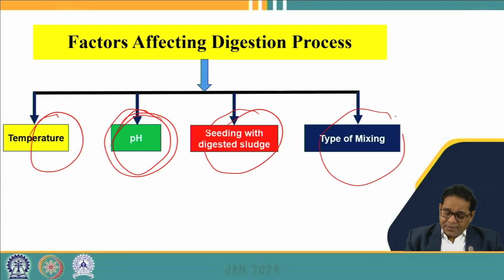And then the type of mixers used in the digestion process for mixing the sludge within the digestion tank is also a very important factor, whether it is diffused air mixing or mechanical mixers. So it depends upon the different types of mixing.